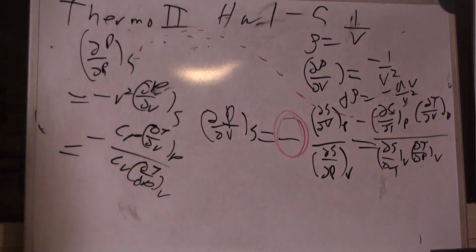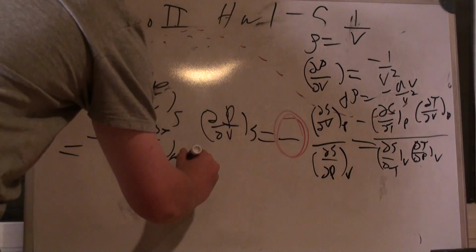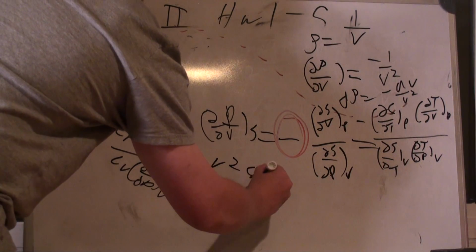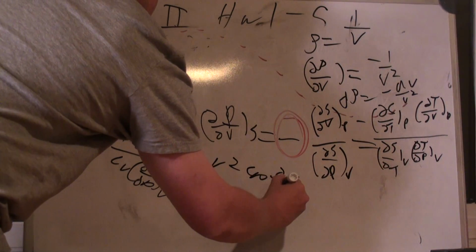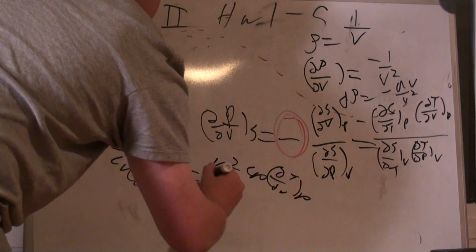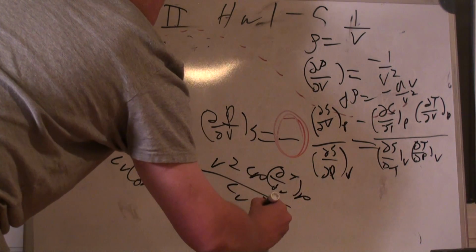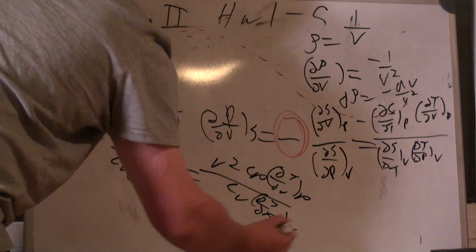Well, first off, do I have a dS still? Okay, so no, I don't. I can go on to measurables, properties, equations of state. But before I do that, let's combine it with what I had originally so that this becomes V squared Cp dT/dV at constant P over Cv dT/dP at constant V.